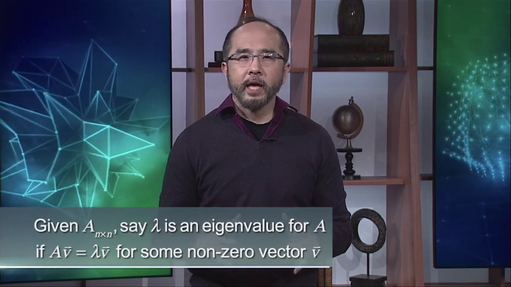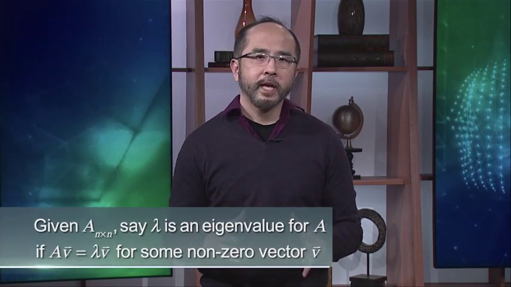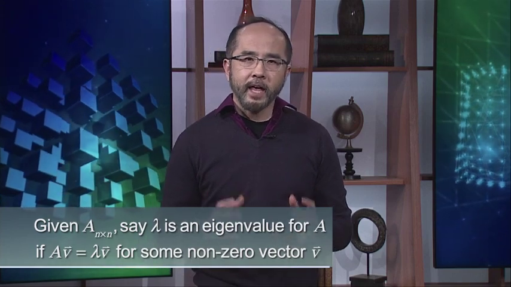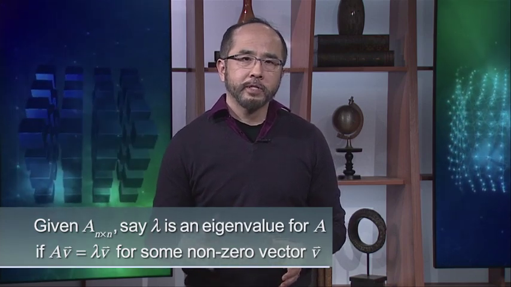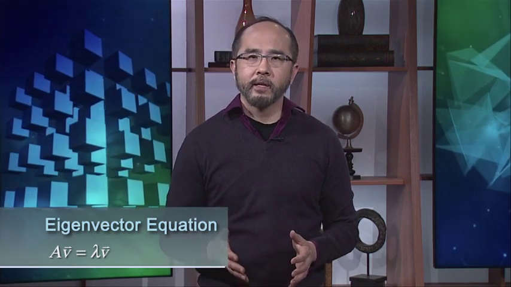Let's now define an eigenvalue and eigenvector carefully. Here's a definition. Given an n by n matrix A, we will say a number lambda is an eigenvalue for A if A times v equals lambda times v for some non-zero vector v. If such a vector exists, we'll call it an eigenvector of A corresponding to lambda. We'll refer to the equation Av equals lambda v as the eigenvector equation.